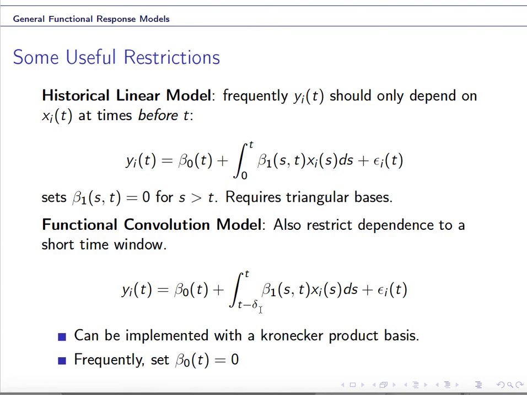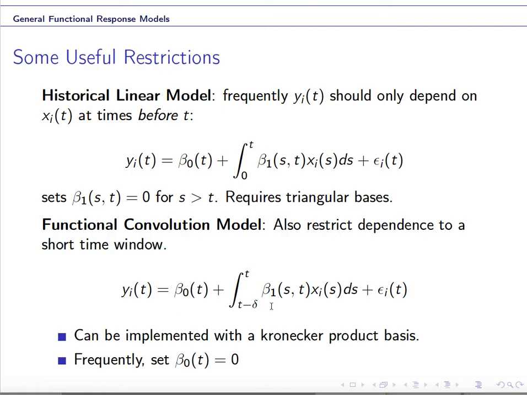So in other words, the forest fire at time t will only depend on the rainfall within the past delta days, right? If it's more than delta days, then there will be no effect on the forest fire, right? So this is definitely a very realistic and interpretable model. Okay, so this is another model. This model is called the functional convolution model.